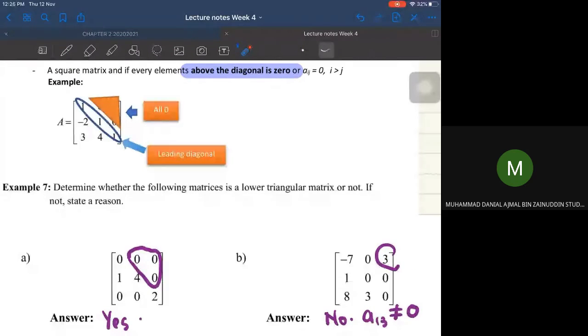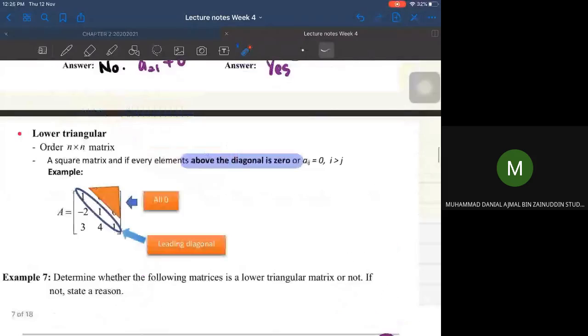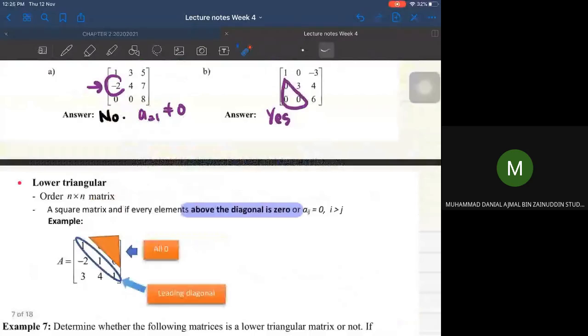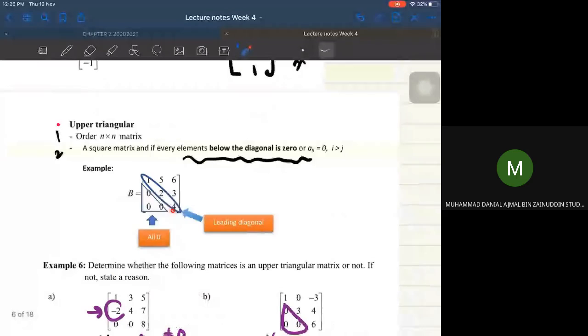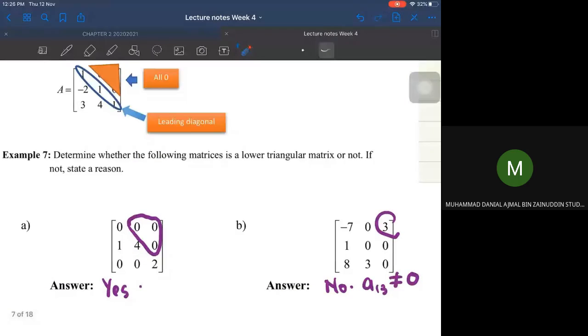Oh, kalau dia kena pair tiga-tiga nombor lah. Tiga-tiga tu mesti kosong. Kalau upper triangular, bawah ni mesti kosong. Dia terbalik. Kalau lower, atas kosong. So dalam kes ni, example B ni, kenapa dia bukan lower triangular? Sebabnya ada 3 kat sini. So 3 ni kena jadi kosong, baru dia boleh jadi lower triangular. Is that clear?